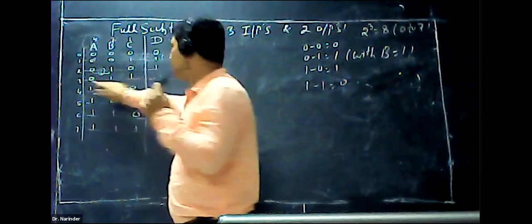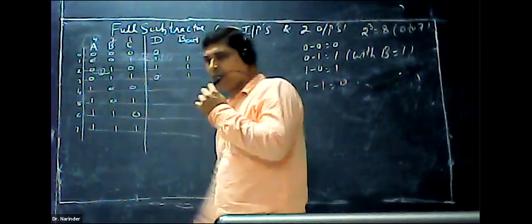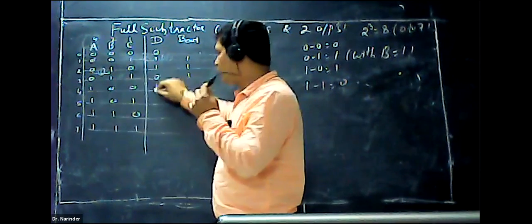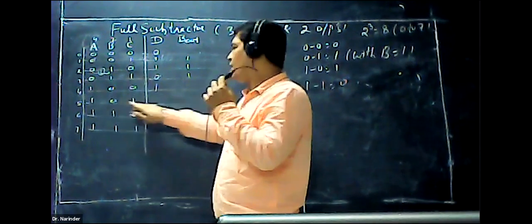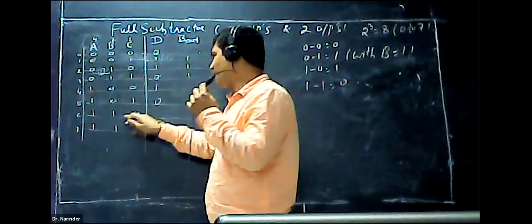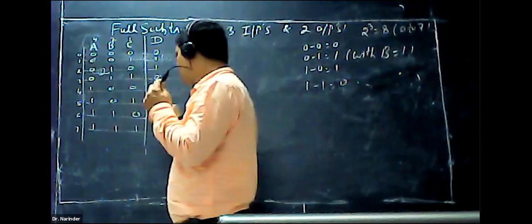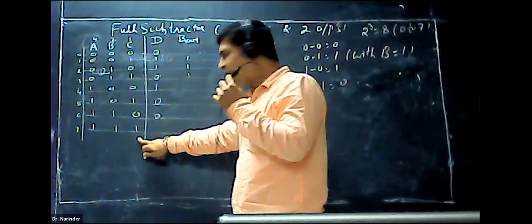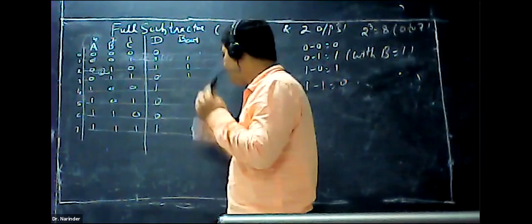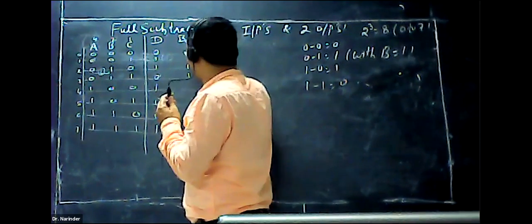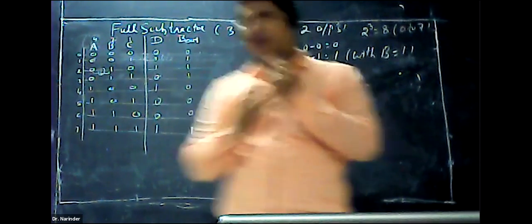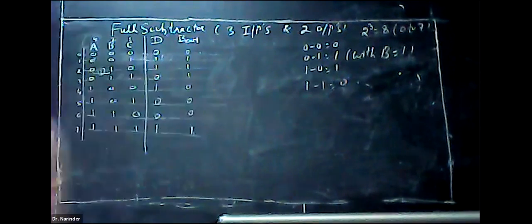There would be borrow 1. 1 minus 1 is 0. 1 minus 0 is 1. 1 minus 0 is 1. 1 minus 0 is 1. 1 minus 1 is 0. 1 minus 1 is 0. 0 minus 0 is 0. 1 minus 1 is 0. 0 minus 1 is 1 with borrow 1. 0 minus 1 is 1 with borrow 1. Rest you have to insert the zeros. In this way, we can complete the truth table of full subtractor.